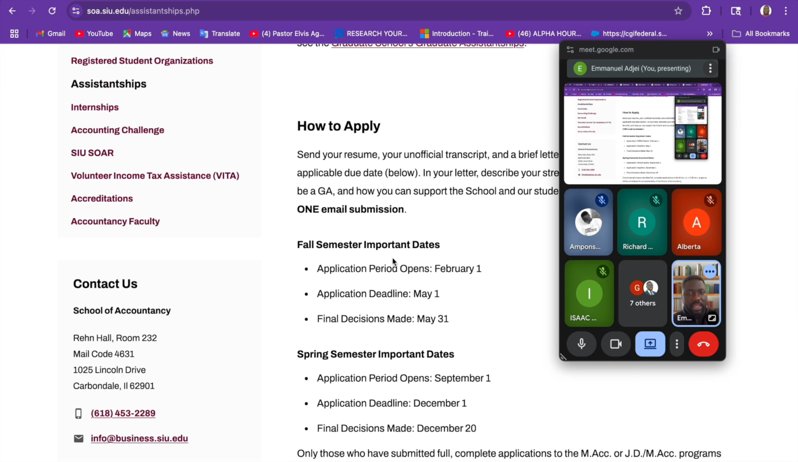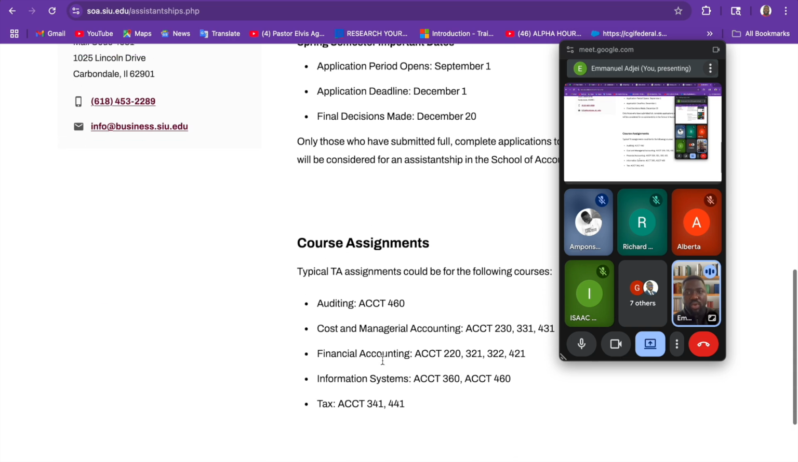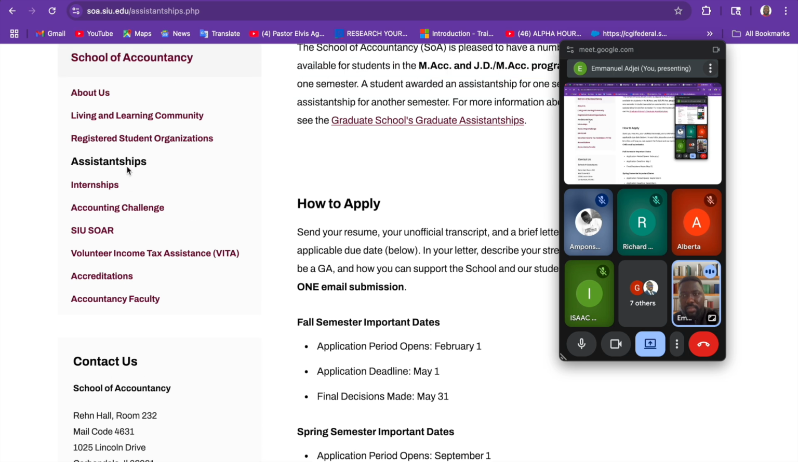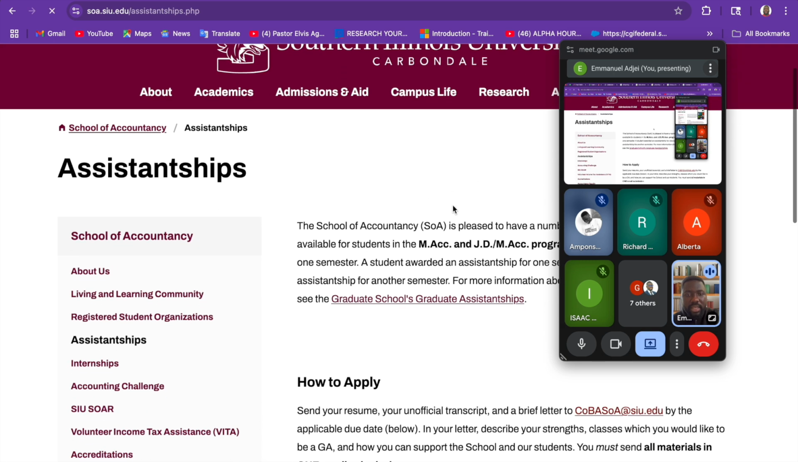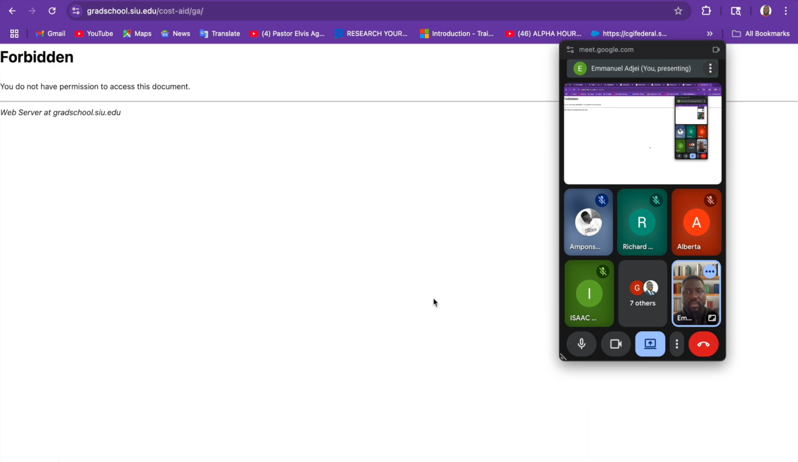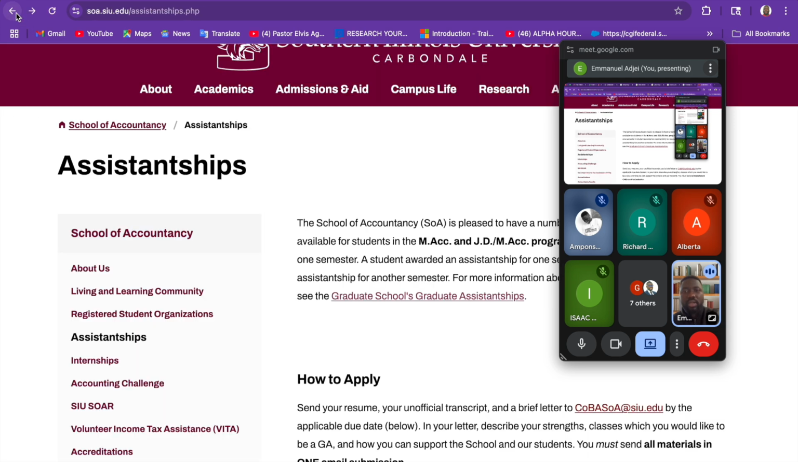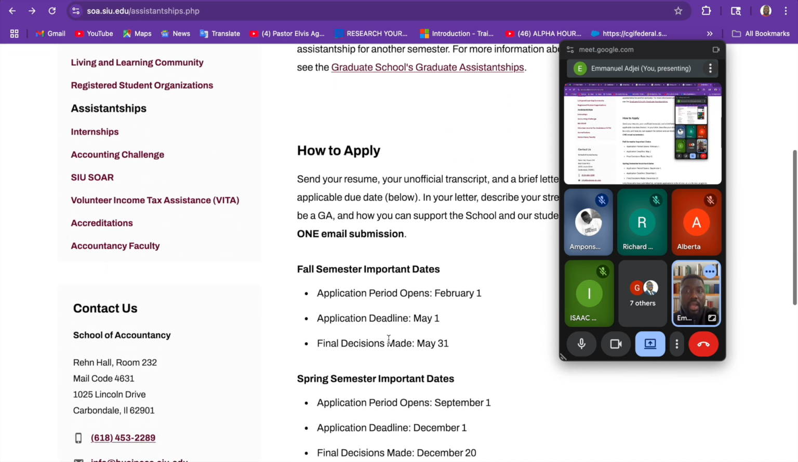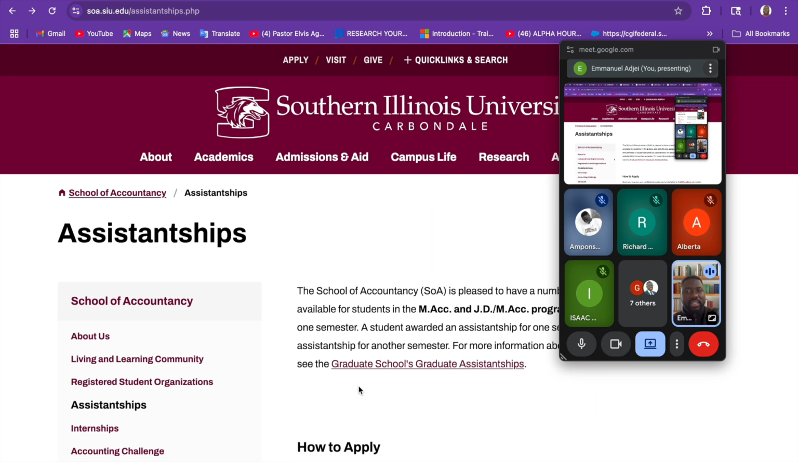I need to know the application requirements. I need to know the deadline. And also, I need to know what they have in scholarship. So yes, they have graduate school assistantship. Here, you click on that. You don't have permission to access this document, meaning it's not available there. But that should just tell you this university is having that assistantship. Sometimes you can go back and click it again and say assistantship in Master of Accountancy at Southern Illinois University at Carbondale. And you are easy to see that.